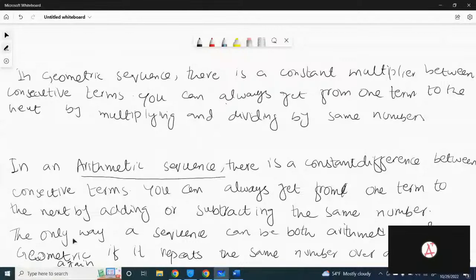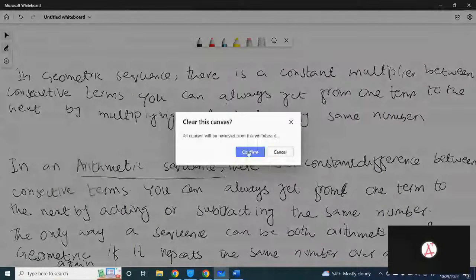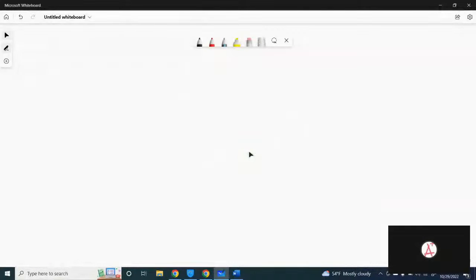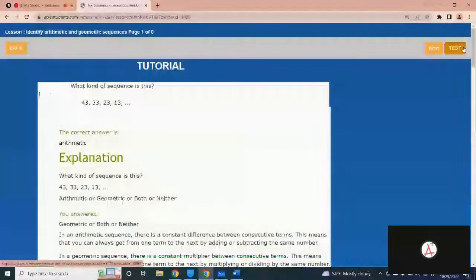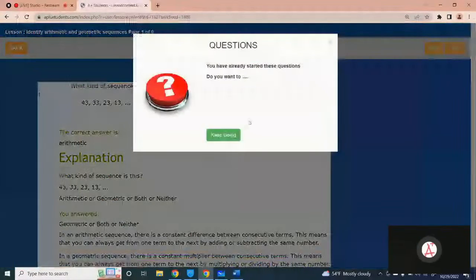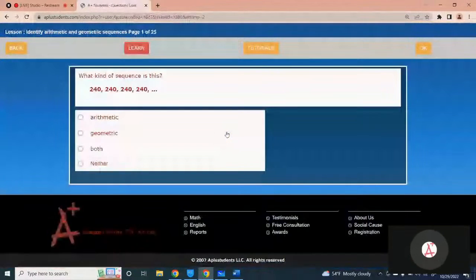Okay, let's start with the example. Let's just click on the test button so that we can do practice questions. The topic is identify arithmetic and geometric sequences. Here you have a test. Let's just start with the test.